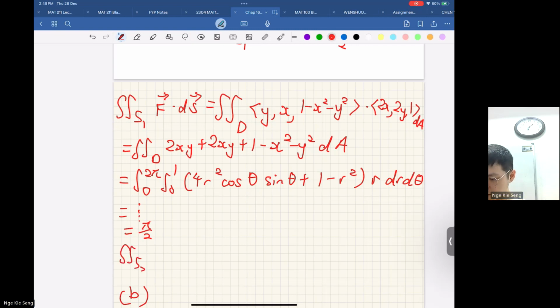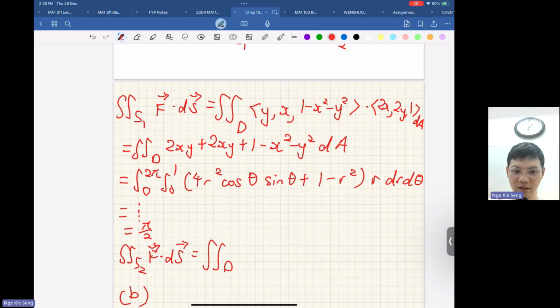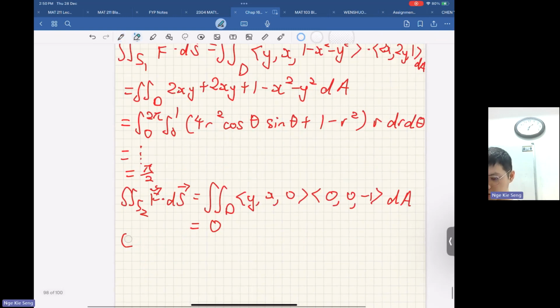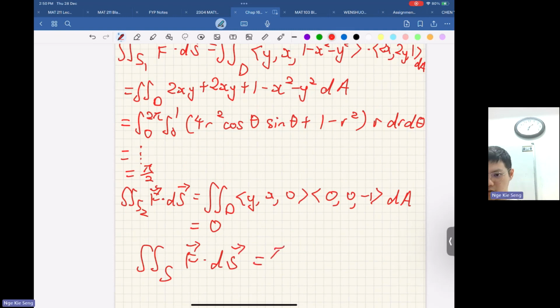How about s2? What goes to s2? If you substitute your vector field into your surface, you will get something like y, x, and 0. But your normal vector is 0, 0, minus 1. You keep the outward orientation. So if you dot these two together, you should get 0. So all the contribution you get should be pi over 2 only, from the first surface.